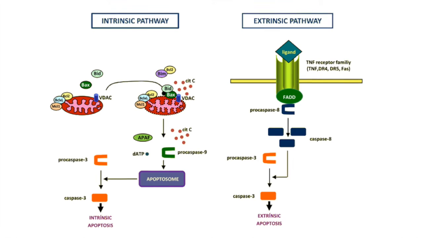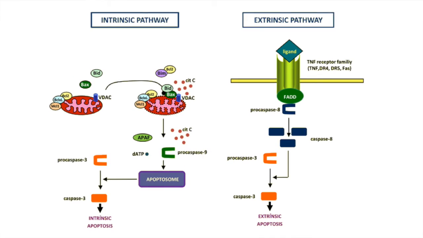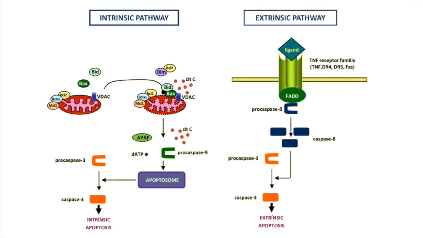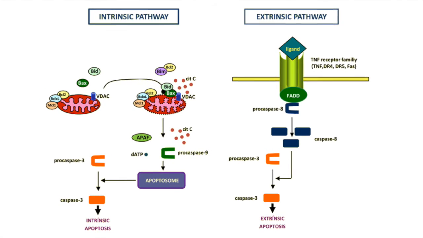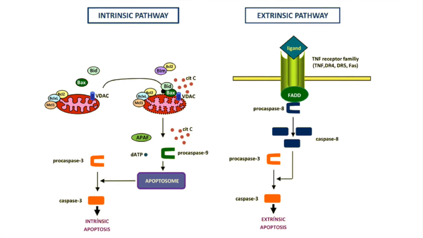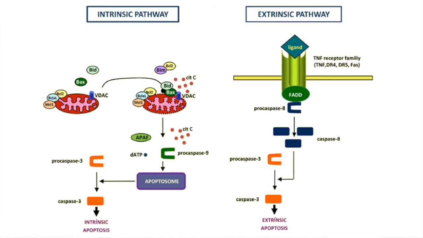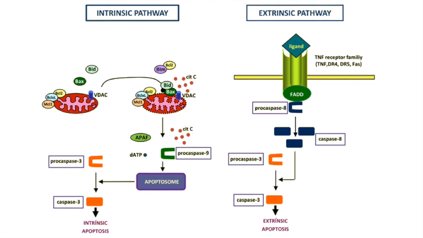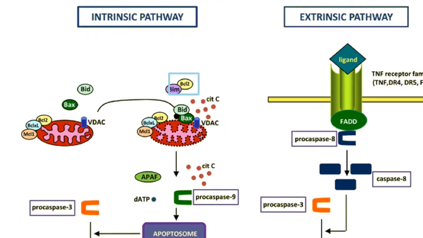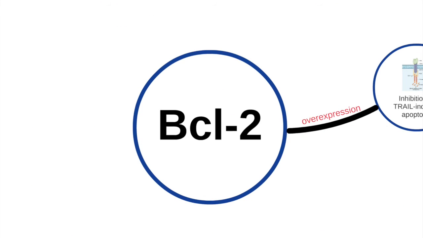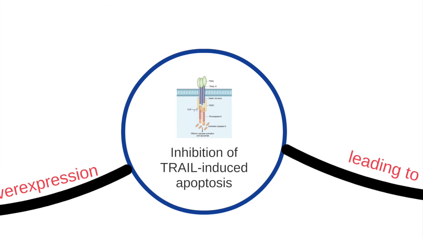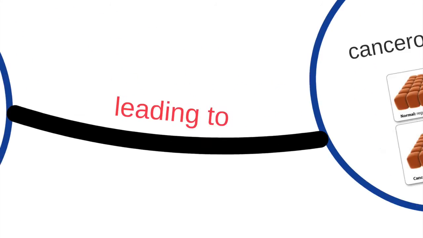The two main apoptotic pathways, intrinsic and extrinsic, can be induced via cell stress or death receptor binding, leading to initiator and effector caspase activation, followed by cleavage of death substrates. This process is regulated by caspases and various apoptotic modulators, such as the BCL2 family. The overexpression of BCL2 can lead to inhibition of TRAIL-induced apoptosis in various cancer cells, further stimulating cancerous growth.